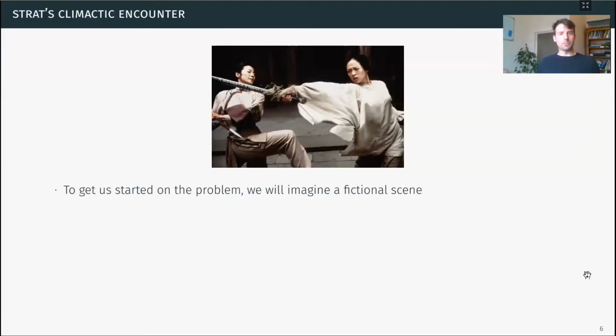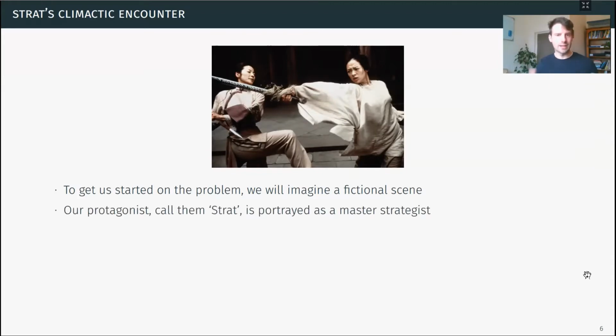So to get us started on our problem, we're going to imagine a fictional scene. We're going to imagine a protagonist in a film or a book, whatever we might want. We're going to call them Strat. And we're going to suppose they've been portrayed as a master strategist. We can leave it open how, perhaps by an omniscient narrator, perhaps simply by the evidence of the actions they've performed in the narrative so far.